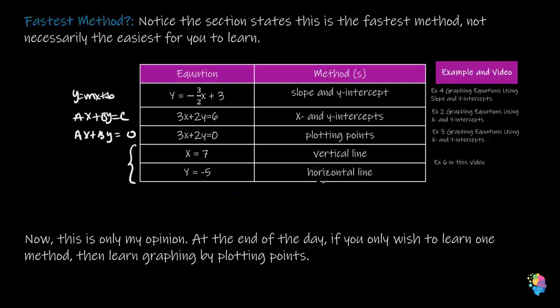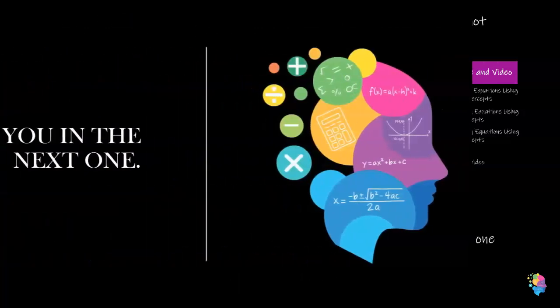Now again, this is only my opinion. At the end of the day, you want to learn the method that is the easiest for you. But if you only wish to learn one method, then I recommend that you learn the one about graphing by plotting points. That was example 1. Just because it's the one that works every single time. Just don't forget that if you use plotting points, that you select x values that equal the coefficient of y to prevent you from getting fractions or decimals. Thank you so much for watching, and I'll see you in the next one.